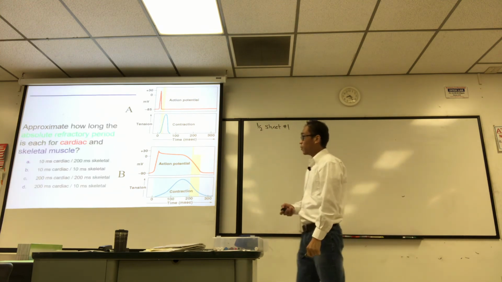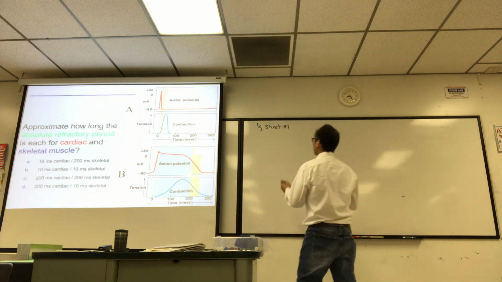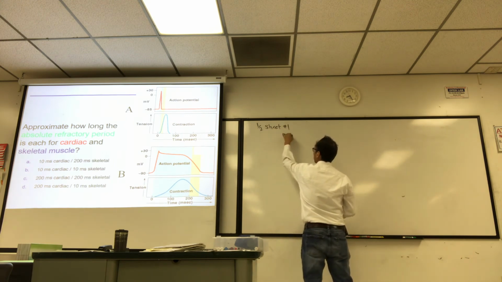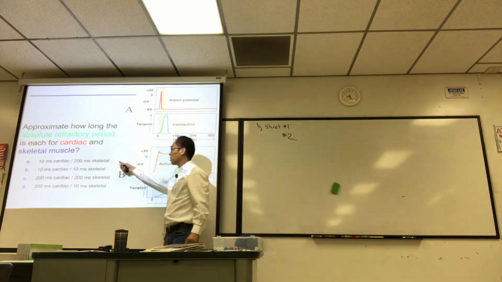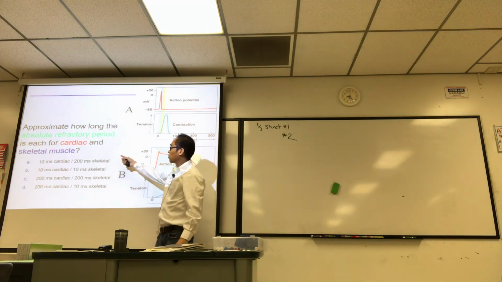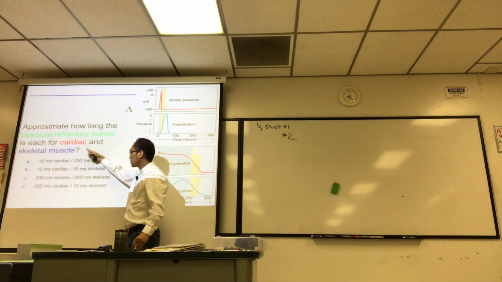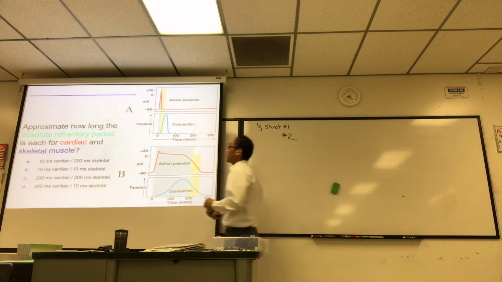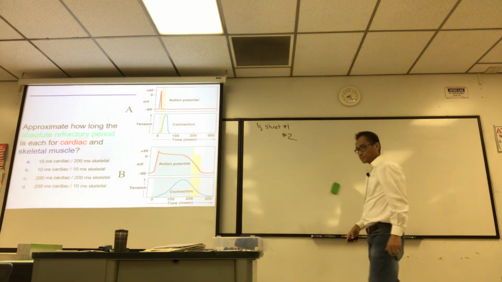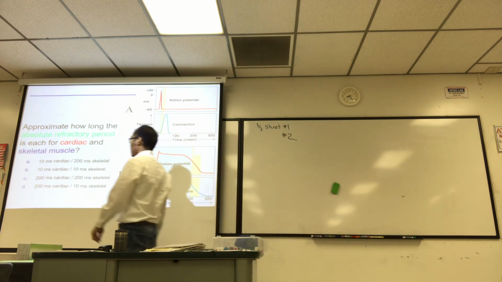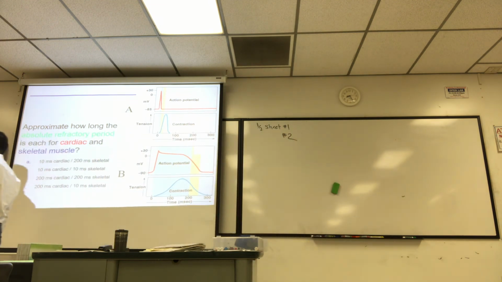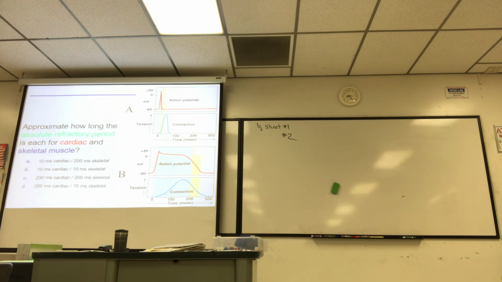Now it gets a little more nuanced here. Let's call this number 2. Answer it on your half sheet. I'll let you look at it. We're choosing from A, B, C, D here. The absolute refractory period for cardiac skeletal muscle. I'm not going to give you the correct answers here. I just want to see if you can get it when I grade your half sheet later.